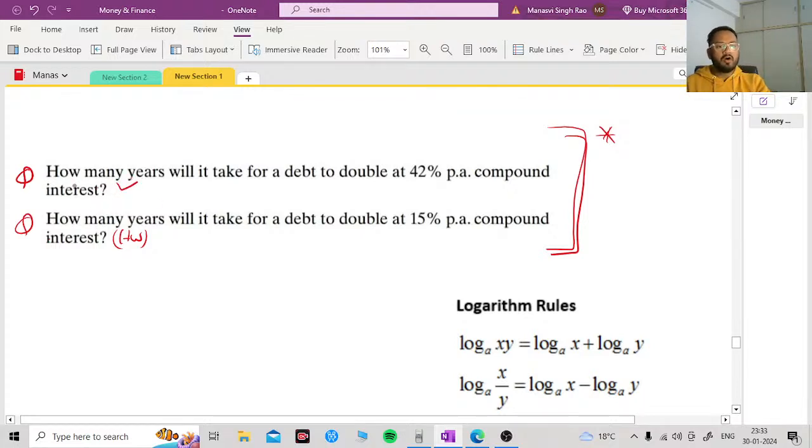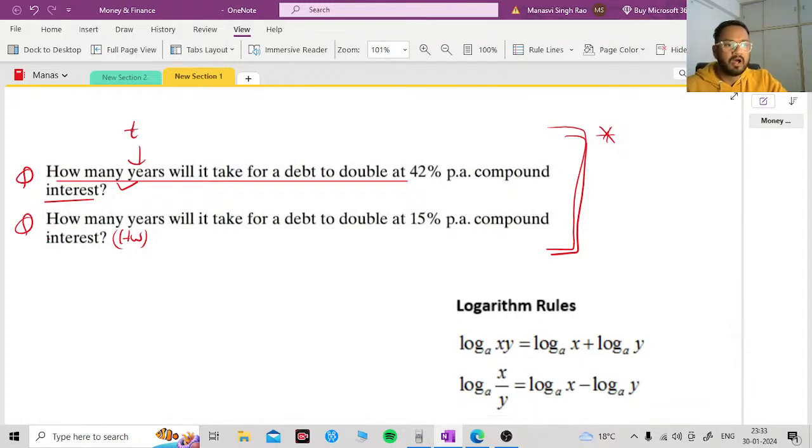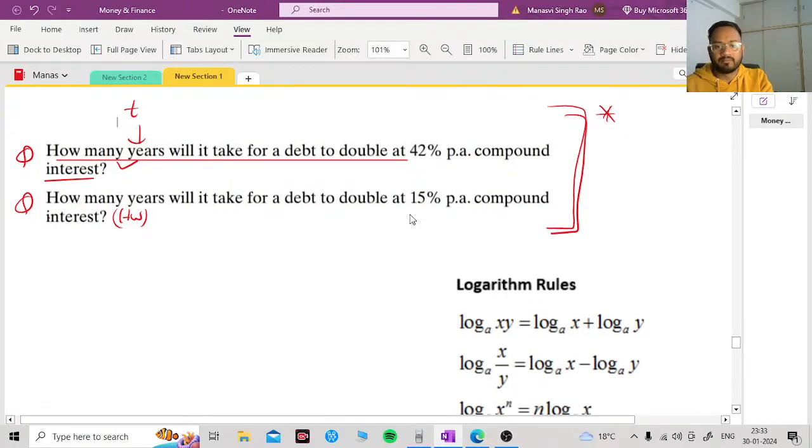This one. How many years will it take for a debt to double at 42% compound interest per annum? So you need to find the time. How will you find? That is important. Let's see who can get the answer. Very, very important question. And here we will use logarithm, right?